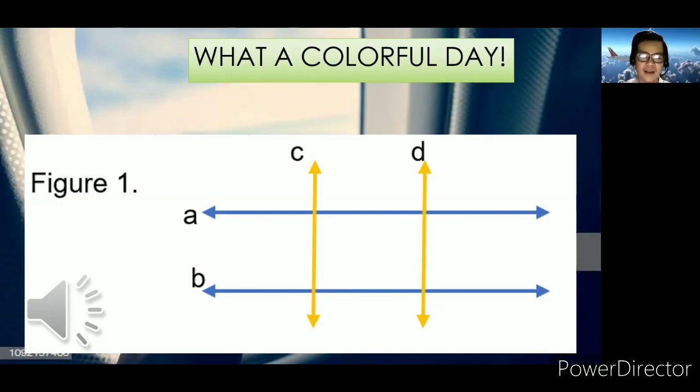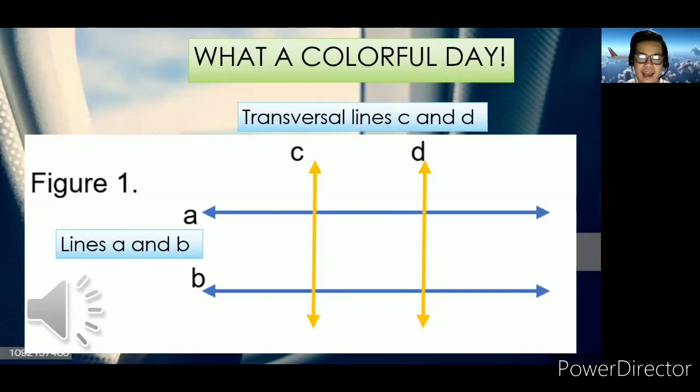So, there are two parallel lines colored in blue, or lines A and B, cut by two transversal lines C and D, which are parallel to each other too. Now let us color the first pair of opposite interior angles red. Can you point where it is? Yes, you are correct. How about the second pair of opposite interior angles, which we will color green? Yes, you are right. Very good.